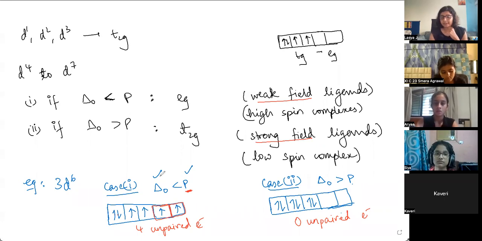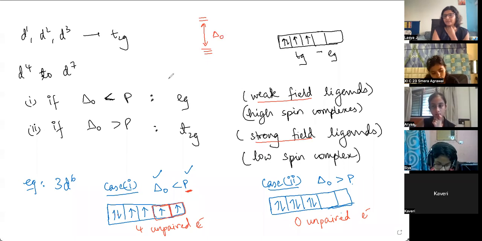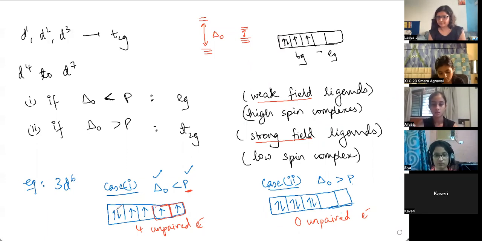So delta naught will be higher. Delta naught is splitting energy, right? Like the difference in energy between T2G and Eg. Remember? T2G is here, Eg is here. So how much is the difference? This is delta naught. So if delta naught is low, it is lower than pairing energy. That means the difference is not that large, it is small. So it is easy for the electron to exist in the Eg orbital than it is to go pair with another electron. What will be filled first, T2G or Eg?